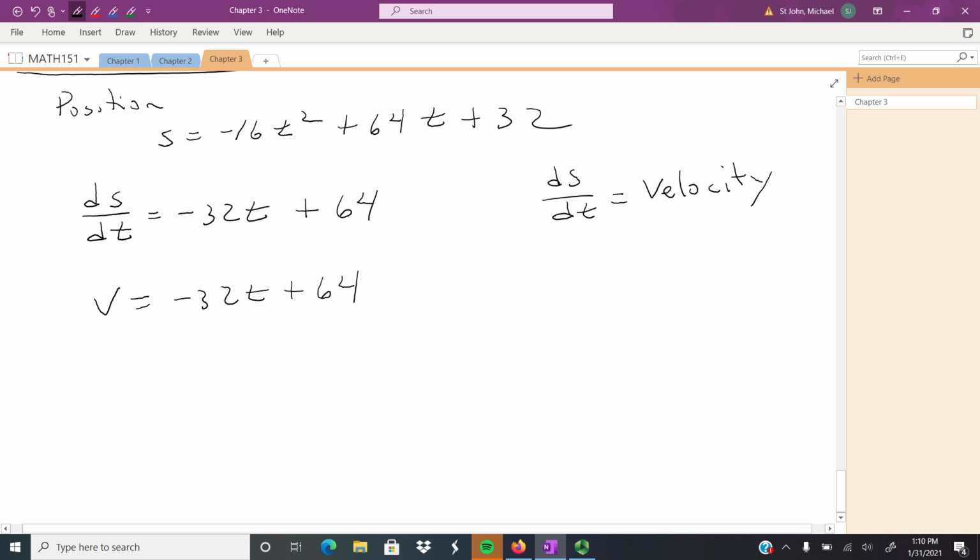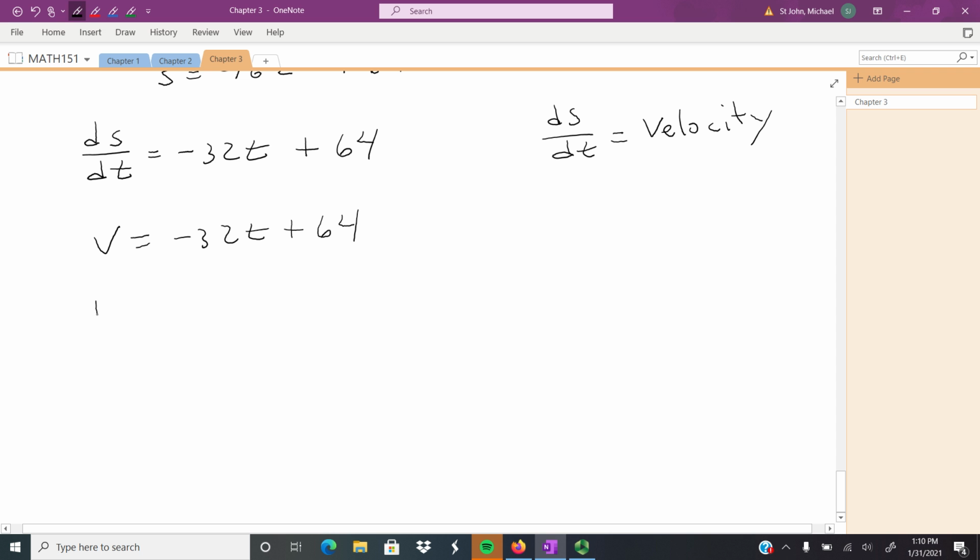Well, then I can take my derivative again. And so dv dt is minus 32. And it ends up that the change in velocity with respect to time, this is acceleration.